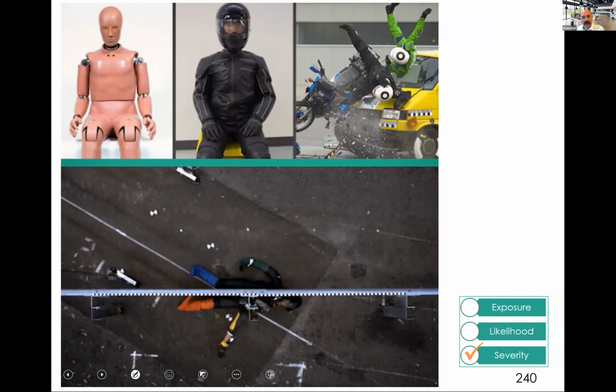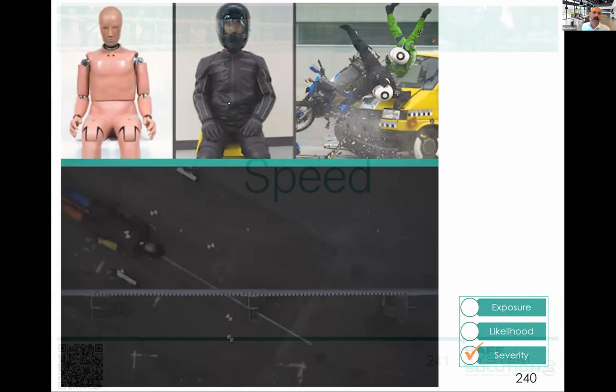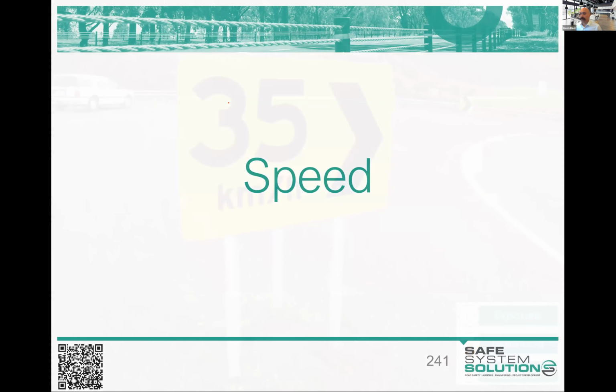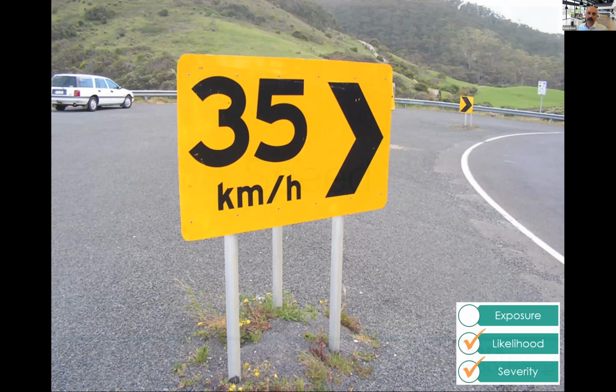It is a pretty severe event when a motorcyclist hits a post. Speed. Now, we can influence speed through a whole lot of ways. Speed of riders through advisory speeds, regulatory speeds, through the infrastructure that is provided. So these are all good possible characteristics. And we know that speed influences both the likelihood and the severity. And yeah, I'll probably leave it at that.